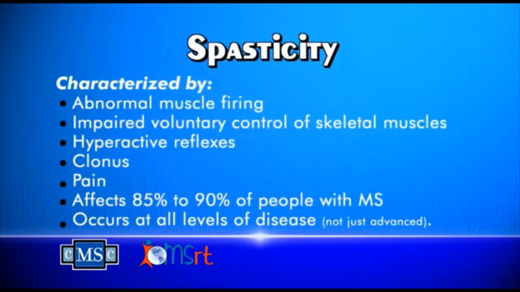Spasticity, we know, is characterized by abnormal muscle firing, impaired voluntary control of the skeletal muscles, hyperactive reflexes, the presence of clonus, which signifies a more significant state of spasticity, often pain from the muscles being in this constant state of spasm or contraction. And we know that spasticity affects 85 to 90% of patients with multiple sclerosis, and it can occur early on in the disease process at that lower EDSS level, and certainly all the way up into the advanced stage of disease.